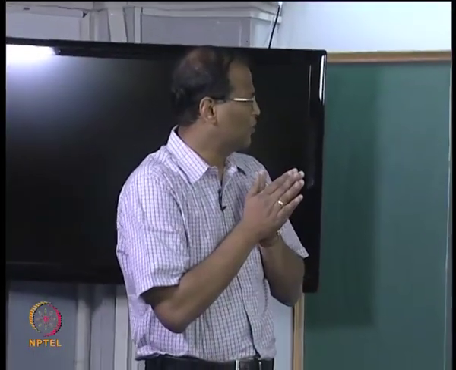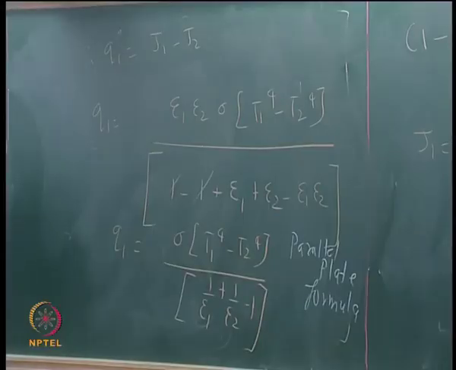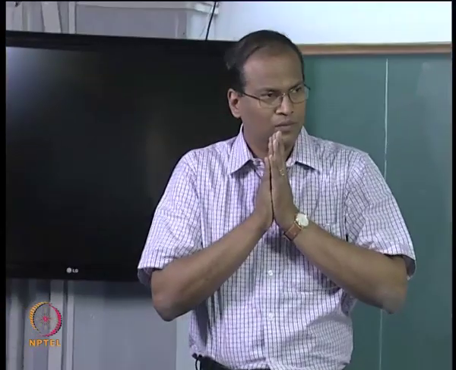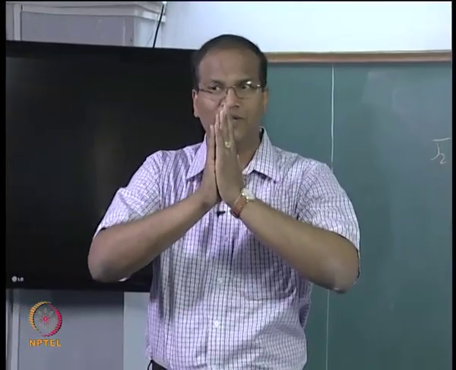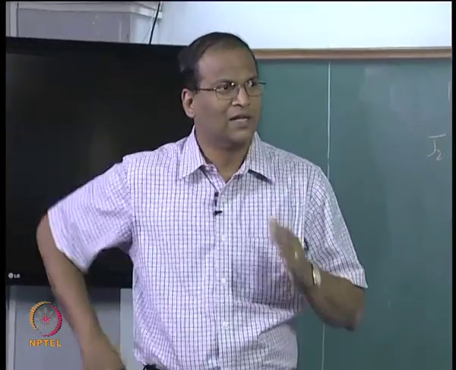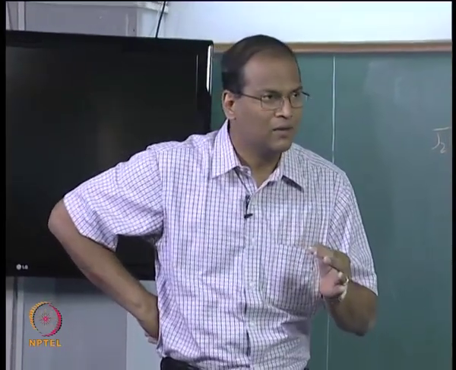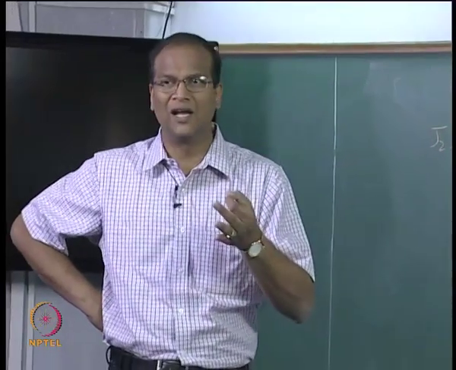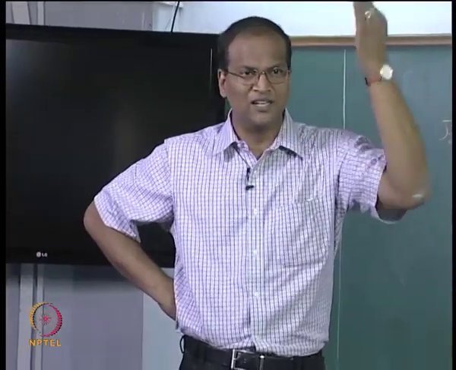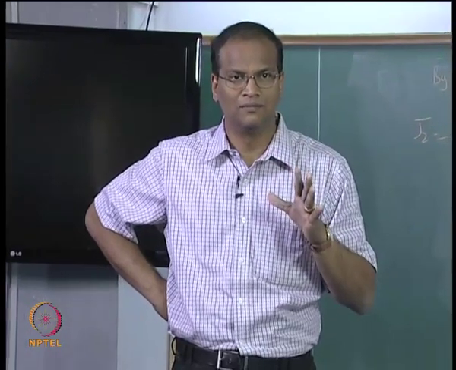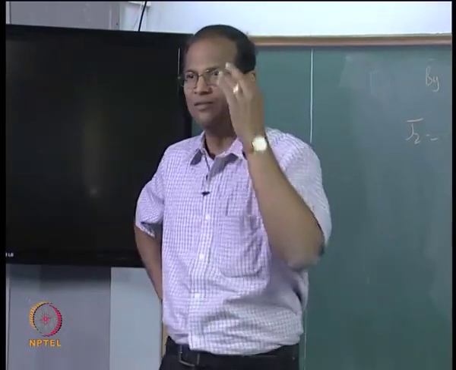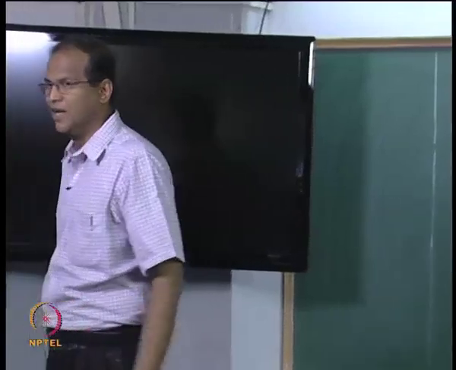So, sigma T1 to the power 4 minus T2 to the power 4 divided by 1 by epsilon 1 plus 1 by epsilon 2 minus 1. If epsilon 1 equal to epsilon 2, the denominator will be 2 by epsilon minus 1. The most important thing, if eventually you want to become researchers, is to always look at what is called the asymptotic correctness of the result. What I mean is, when I apply it to an extreme case, does it work? I will show you in a minute how to check for the asymptotic correctness of this expression.